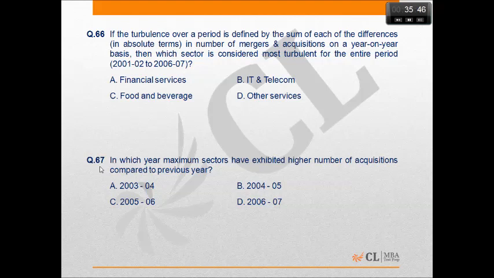In which year is the sector actually a higher number of acquisition? Acquisition means taking a difference, or not possible. Maximum sectors also, not worth attempting. Turbulence of period defined sum of each of the differences in the number of mergers of, I think I'll leave this. So in this set I can look at only doing question 65.